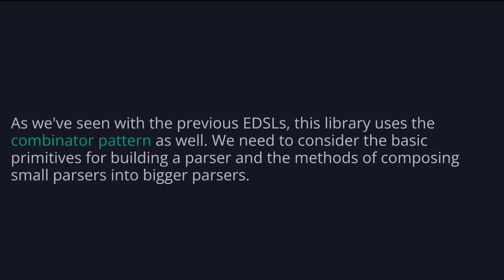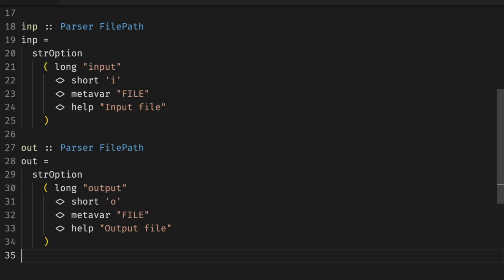As we've seen with previous EDSLs, the library uses a combinator pattern as well. We need to consider the basic primitives for building a parser and the methods of composing the small parsers into bigger parsers. Let's see an example of a small parser.